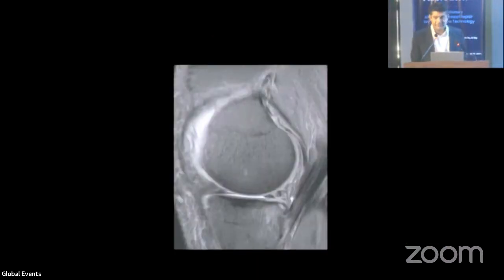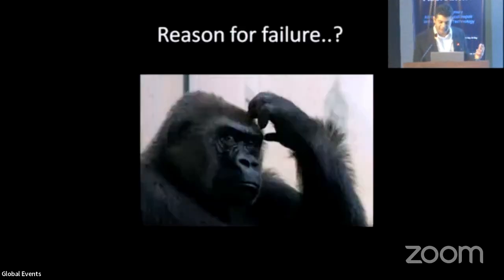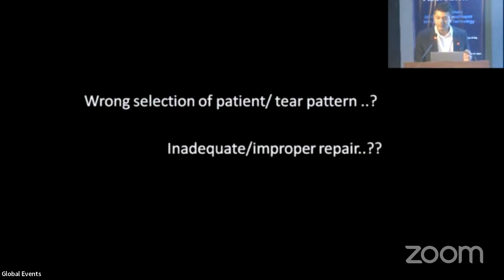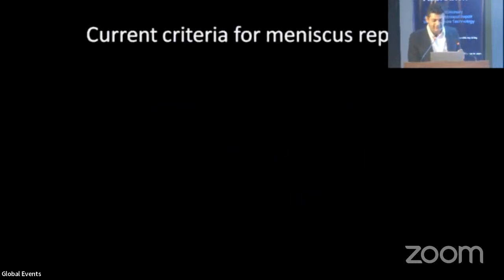Post-operative rehab, the patient was not very keen on that. And this is what he comes to me after 1.5 years with persistent pain, and an MRI would show a radial tear which has not healed or has given way. Now, the reasons for failure: why do meniscal repairs fail? A wrong selection of patient or tear pattern, inadequate or improper repair, or other factors which could be either a patient factor or the biology in the body.